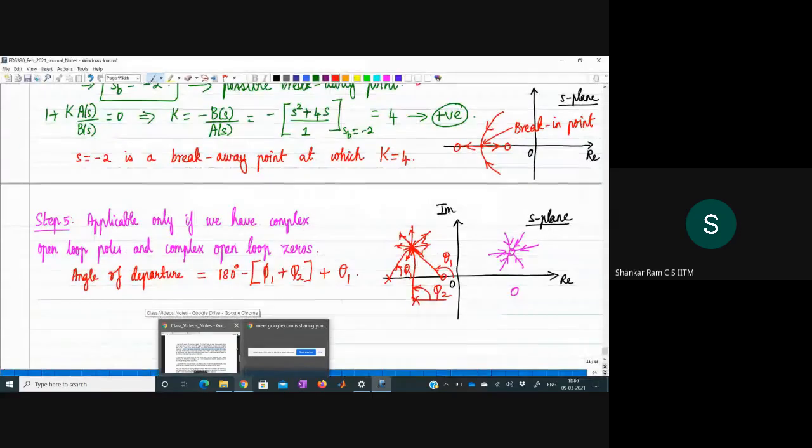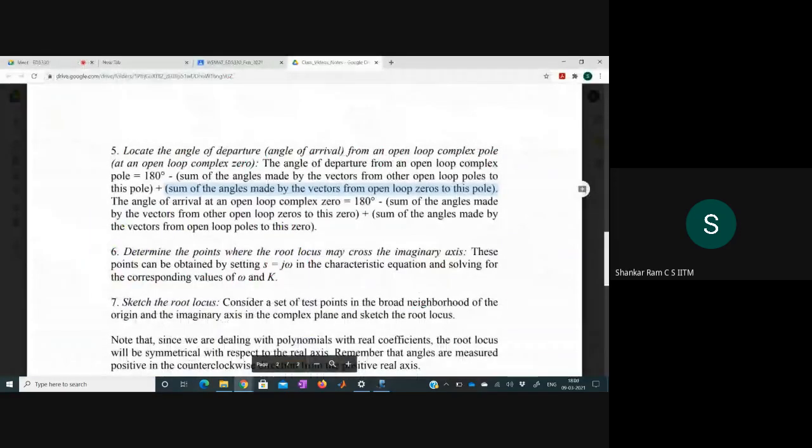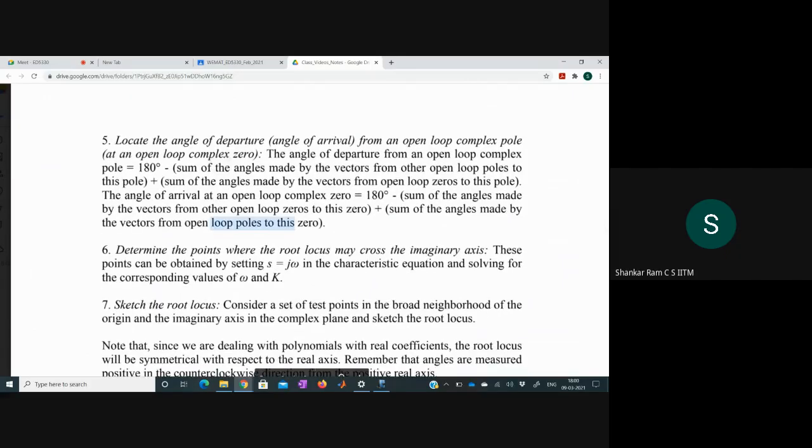Similarly, the angle of arrival is calculated by a complementary formula. That is going to be 180 degrees minus the sum of the angles made by the vectors from other open loop zeros to the zero, plus the sum of the angles made by the vectors from open loop poles to the zero. So that is the formula for angle of arrival.